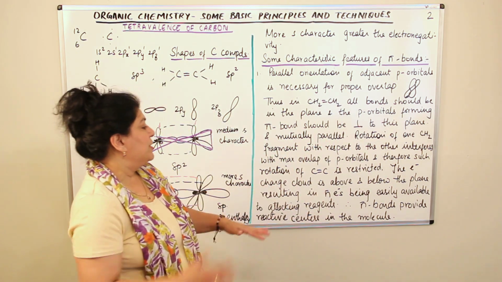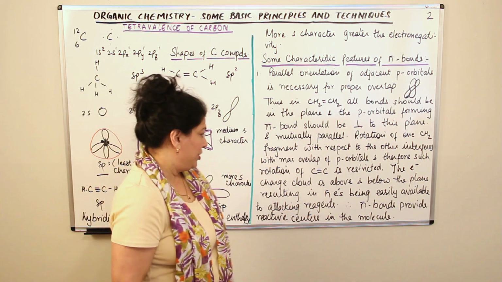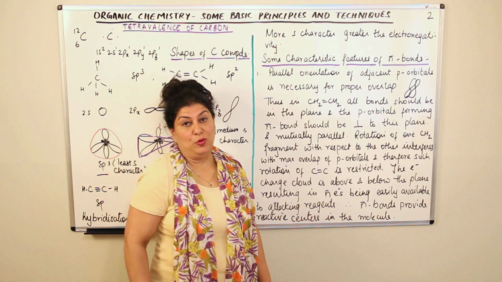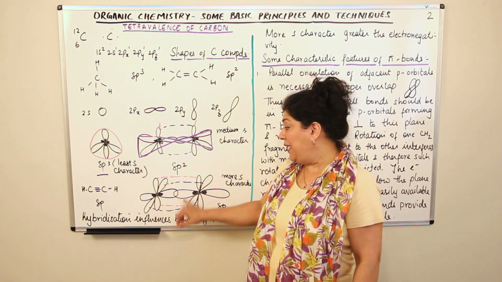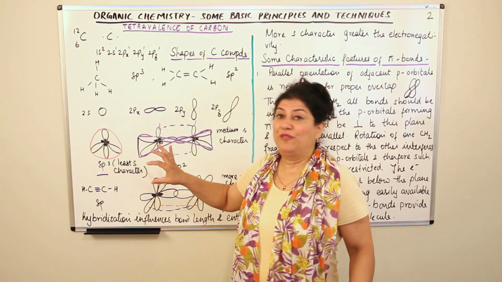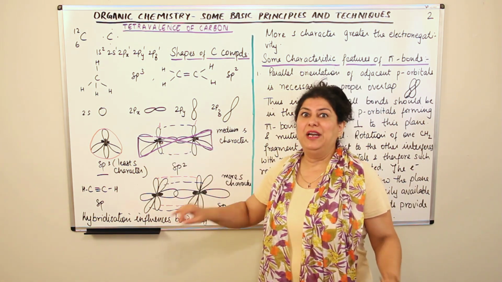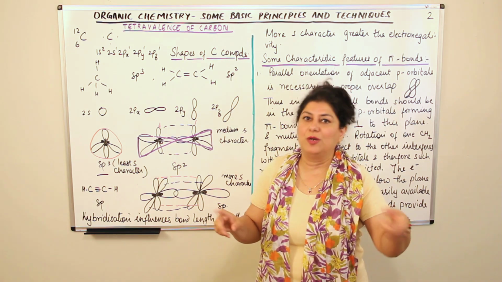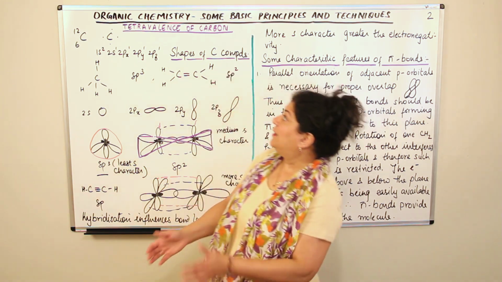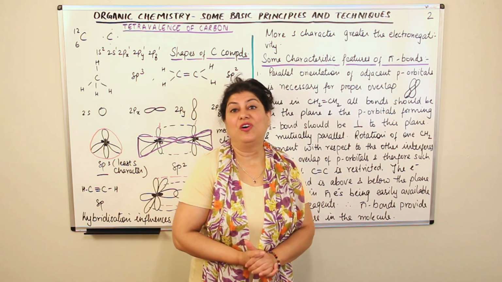So the electron charge cloud is above and below the plane, resulting in pi electrons being easily available to attacking regions. Therefore, pi bonds provide the reactive centers in the molecule. For alkenes and alkynes, it is these pi bonds which provide the electrons for reaction. So it is this part of the molecule which would react. However long the chain may be, usually the ene or the yne part, the two carbons having the double bond or the triple bond, will be the site of reaction. So this was about tetravalence of carbon, the shapes of carbon atoms, and the characteristic features of pi bonds.